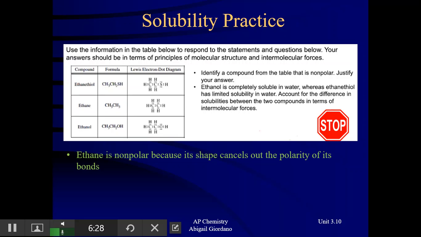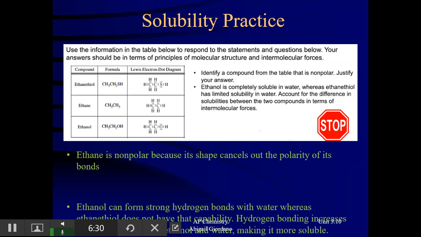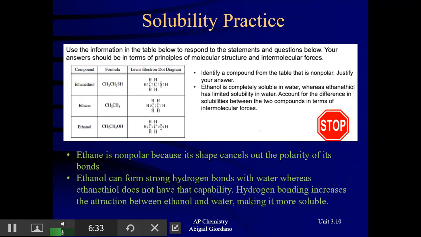But there's something unique about ethanol. Ethanol can form strong hydrogen bonds with the water, whereas ethanethiol does not have that capability. And then it says hydrogen bonding increases the attraction between ethanol and water, making it more soluble.